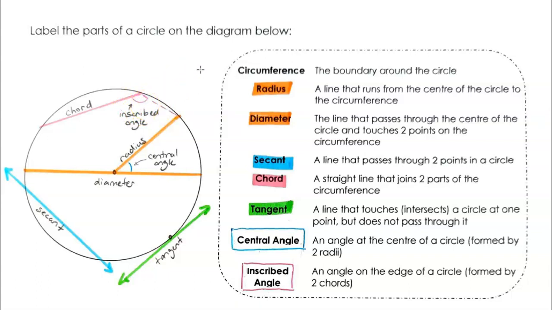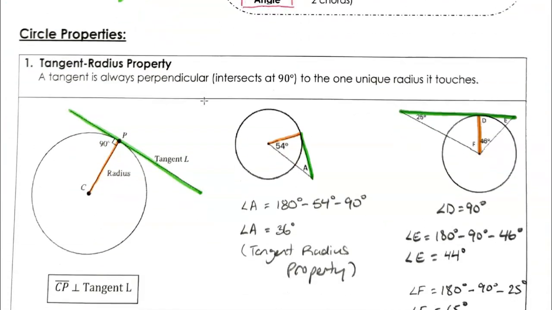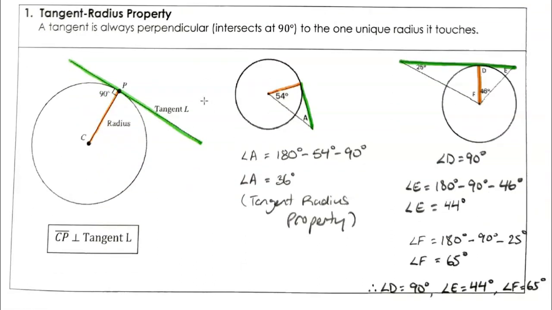Okay, now that you know all about the different names and parts, let me talk to you about 3 properties, and that's pretty much it for this video. So one of the circle rules or properties is called the tangent radius property. And what it means is when you have a tangent, so a line that skims the edge of a circle, and a radius, they're always going to touch at 90 degrees.